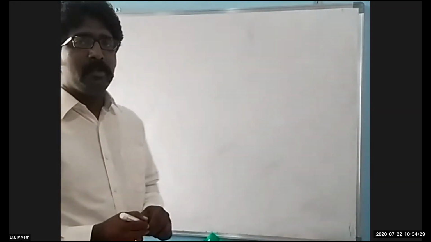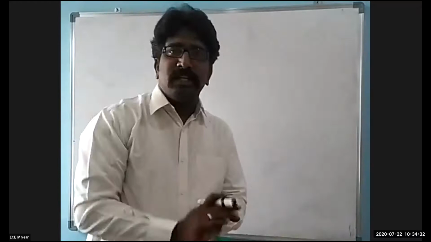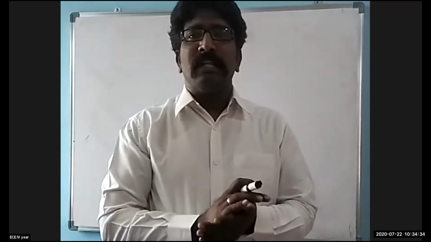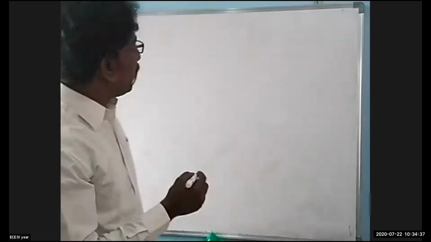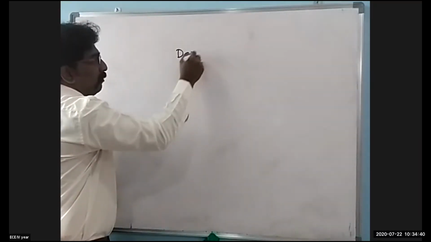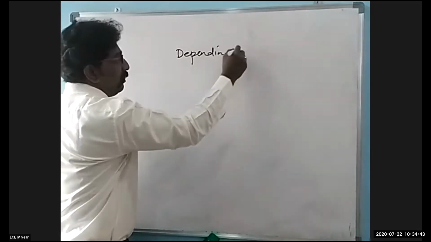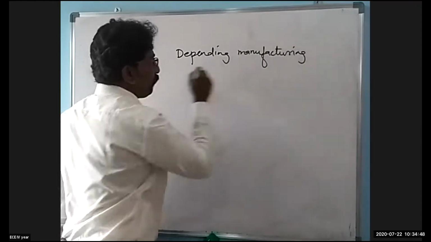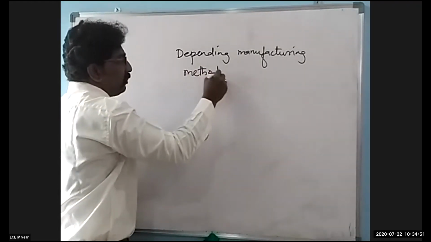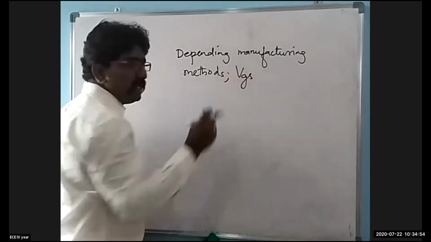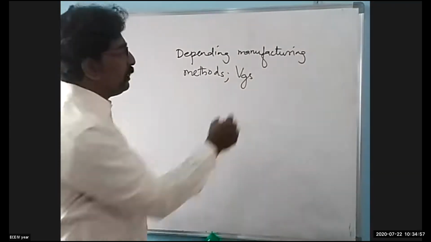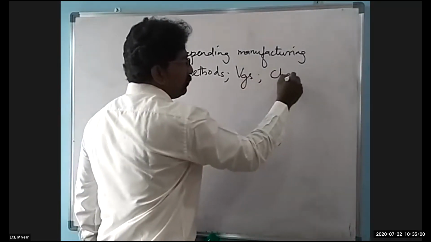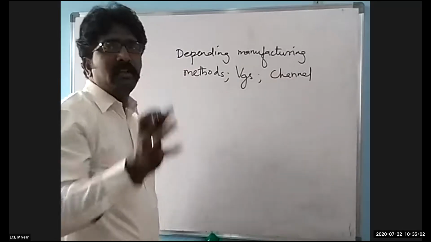Now, depending upon the manufacturing methods, I'm not going into much detail about the next concept, because we'll study it in detail in the coming classes. VGS means the voltage given between the gate and source terminal. Channel is nothing else but a bridge between the source and the drain.